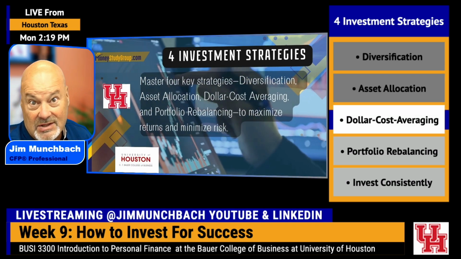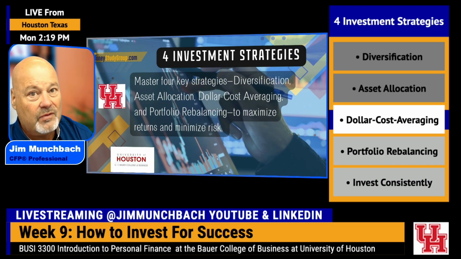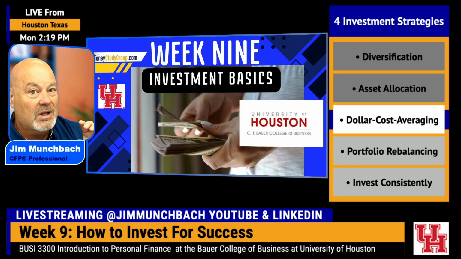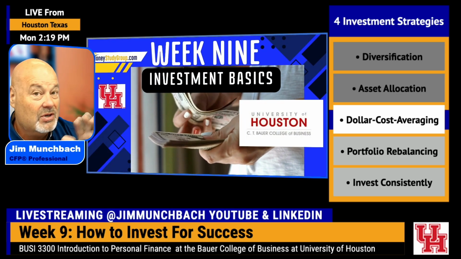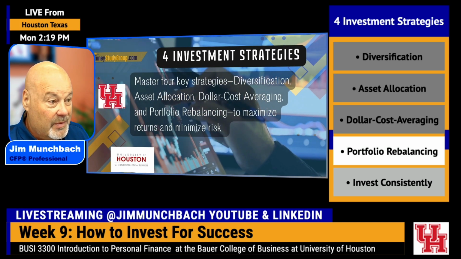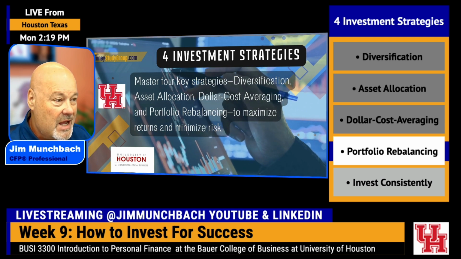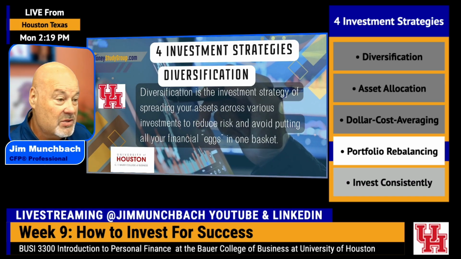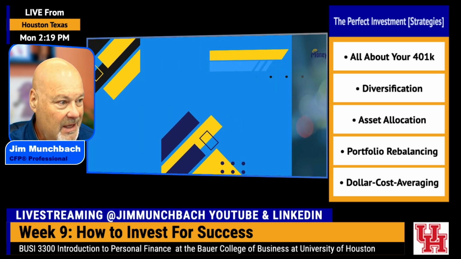The next one, as I said before, dollar cost averaging, is in my opinion the most powerful investment strategy for someone in your age group who wants to manage risk, minimize risk, and maximize returns. Dollar cost averaging is powerful, and you're going to learn about that. The next one is portfolio rebalancing. This is a strategy that is very simple once you understand how it works, and I want you to understand how it works. So, again, investing consistently is the key.